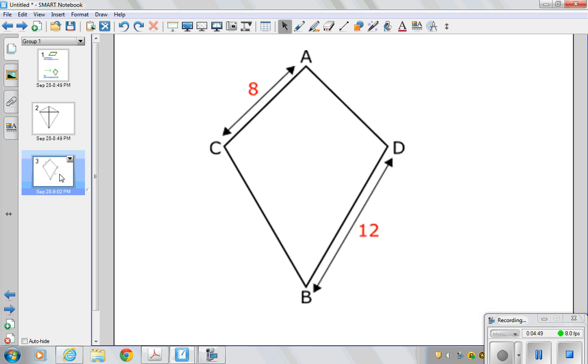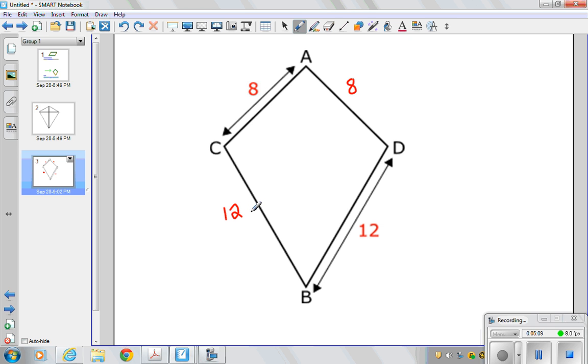All right, here we go. Here's a better kite I found off the internet, and hopefully it'll work for us. Well, this actually kind of helps us out a little bit because it helps us review. If AC was 8 units long, that means AD would be 8 units long, as well as if DB was 12, CB would be 12.